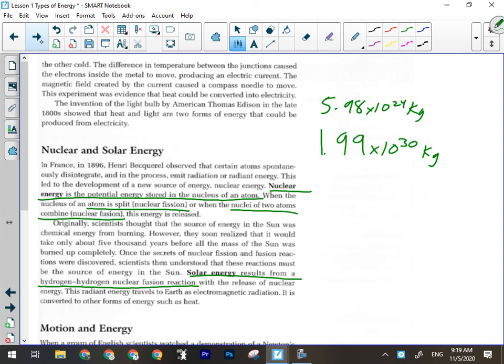Now, nuclear and solar energy. Nuclear energy comes from where? Don't say nuclear power plants, that's not the answer I'm looking for. From the nucleus. It is energy stored in the nucleus of an atom. Anytime we change the nucleus of an atom, the energy involved in holding the nucleus together is released.